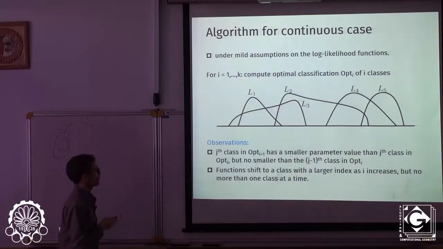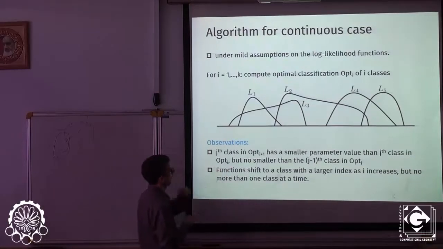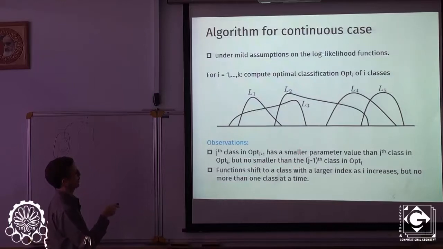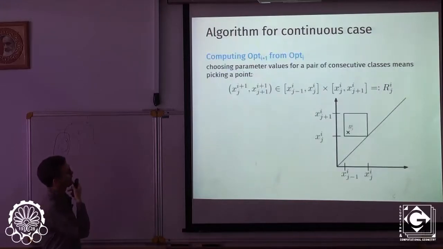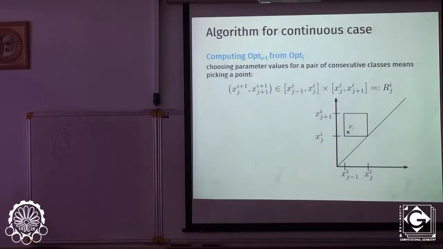So one more observation here is that if we add possible parameter values one by one, then in terms of how much these functions shift, that is bounded, and we're going to use that in the following. This is again, you could see it as a dynamic program, although we will formulate a slightly different approach for the problem if we do not have a discrete set of parameter values. So the idea here is, I will be looking at a diagram.